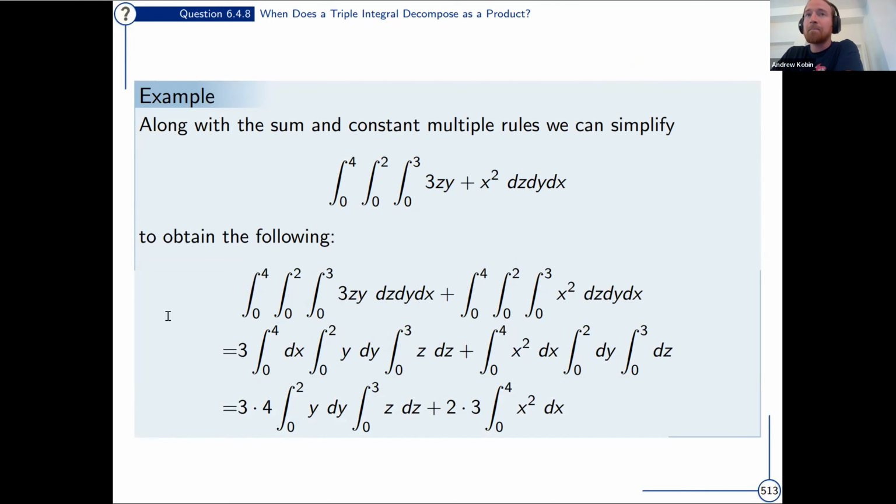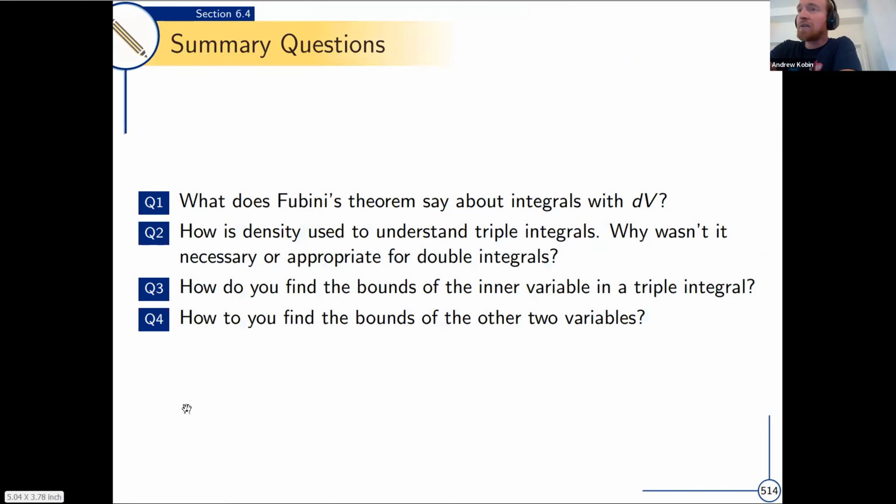if you like. And finally, here's some summary questions, and I'm going to leave you with a couple practice problems after these. What does Fubini's theorem say about integrals with the symbol dv in it? And what does dv even represent? Next, how can you use density to understand a triple integral? Why wasn't it necessary or even appropriate to use density to understand double integrals?